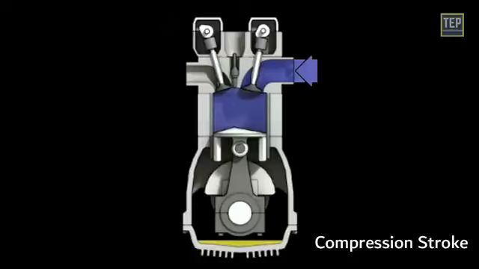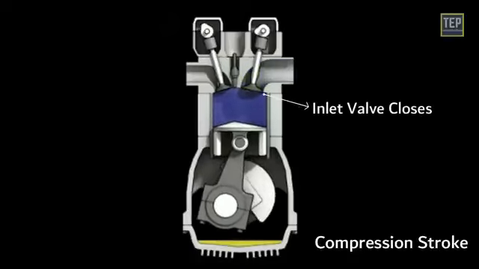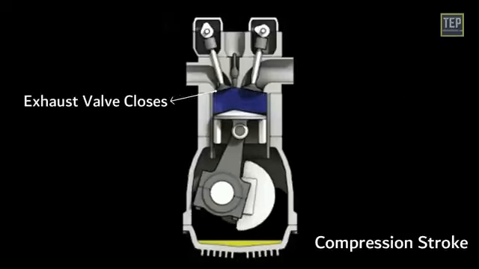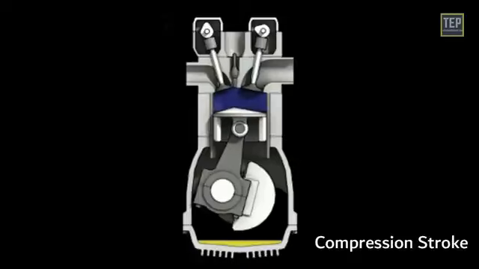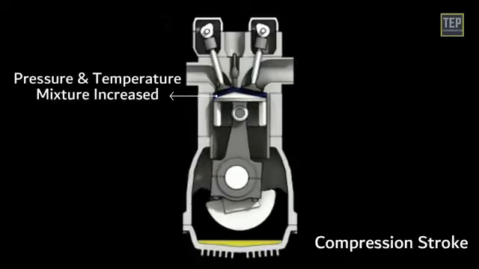Compression stroke. The piston moves up after the intake stroke, and the inlet valve closes when the piston moves upward. The exhaust valve also remains closed. The piston compresses the fuel-air mixture by pushing it upward into the clearance space at the top of the cylinder. The pressure and temperature of the mixture increase during compression.